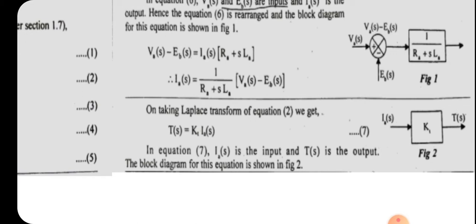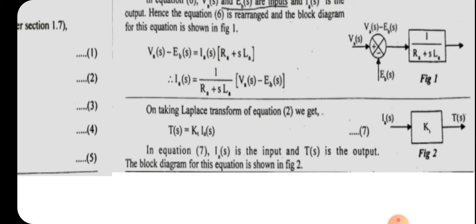So when we are substituting IA of S from the above equation into equation number 7, we will get T of S is equal to KT into, instead of IA of S, 1 by RA plus SLA is substituted. So we have to draw it in a diagram.